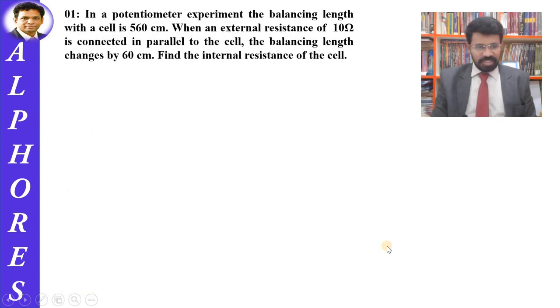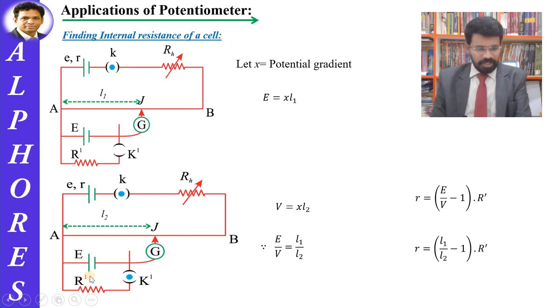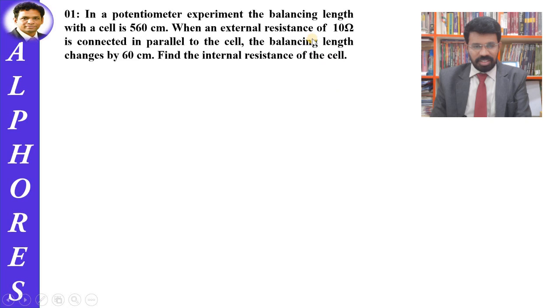Next, let us see one small problem here. In a potentiometer experiment, the balancing length with a cell is 560 centimeters. So what is the balancing length? 560 centimeters. When an external resistance of 10 ohms is connected in parallel to the cell, like here, see, this R dash is connected parallel to E. Similarly, what is he talking about? He is talking about connecting an external resistance of 10 ohms parallel to the cell.